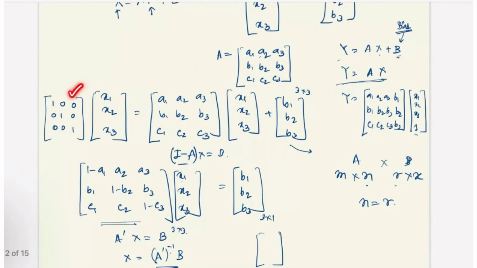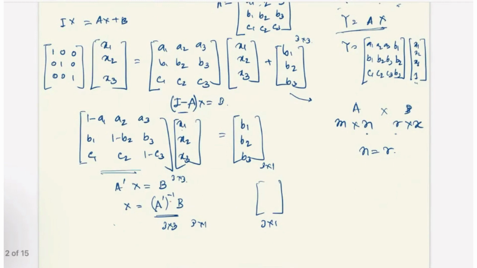And you can do one thing: if you multiply this with the identity matrix, we call it the identity matrix, then you can write this as Ix equals Ax plus b. If you take this Ax to the other side, it becomes (I minus A)x equals b. From here, you can write the inverse of I minus A on this side, and if you multiply it with b, you can find the values of x, the feasible solutions of x.